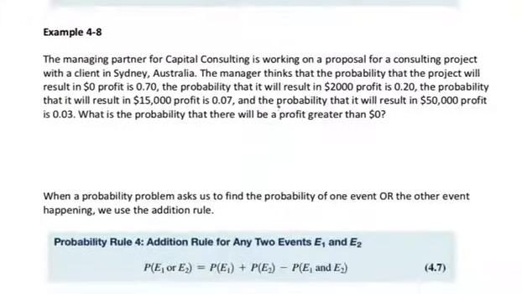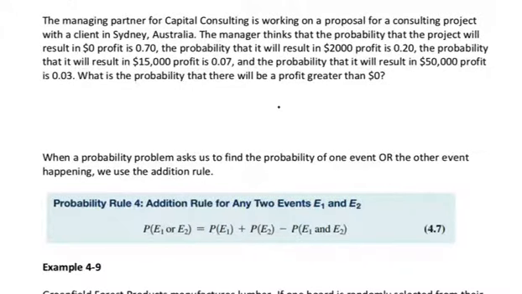We have a consulting firm. The manager thinks that the probability that a project will result in $0 profit is 0.70. The probability of $2,000 profit is 0.20. The probability of $15,000 profit is 0.07. And the probability of $50,000 profit is 0.03. What is the probability that there will be a profit greater than 0? So there's a couple ways I could do this problem. I could add all the probabilities of the profits that are greater than $0, or I could use the complement rule.